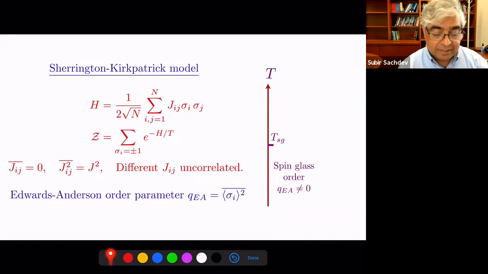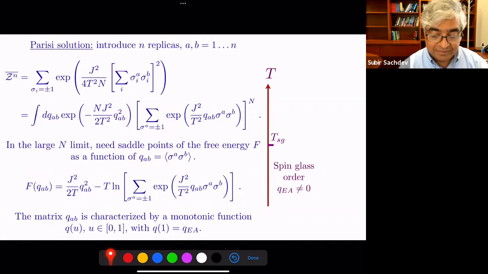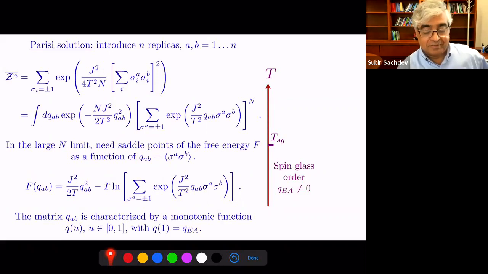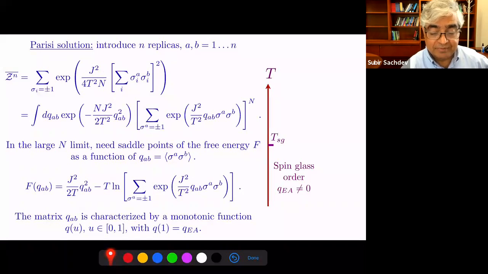In honor of the recent Nobel Prize, let me quickly summarize Parisi's solution for this model for understanding the structure of the spin glass phase. The basic trick is to introduce replicas, which was actually already introduced by Edwards and Anderson earlier. You take n copies of the system, little n, and then you take the average after taking n copies. You can show that the actual averages you're interested in appear in the n tends to 0 limit.